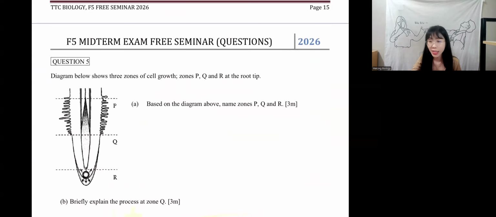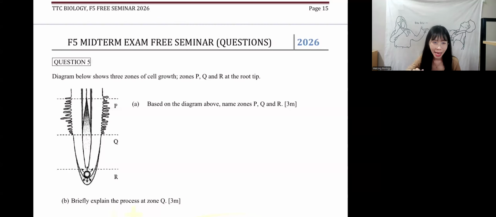We'll be doing a different type of cell. Just now, that one was a shoot. Okay, this one here. Page 16. The diagram below shows 3 zones of cell growth. We have zone PQR at the root tip. Based on the diagram, label PQR. This is a root tip. To look at the root tip, do we look from upwards or downwards? You look up or look down? Correct, you look upwards, very good. So in this direction, we look upwards.